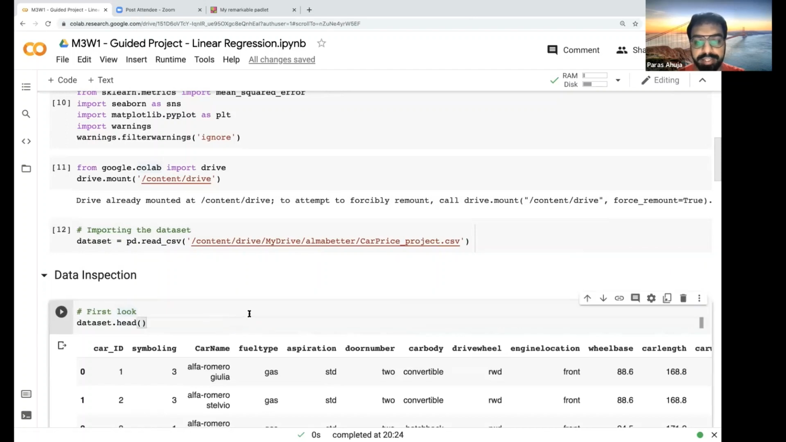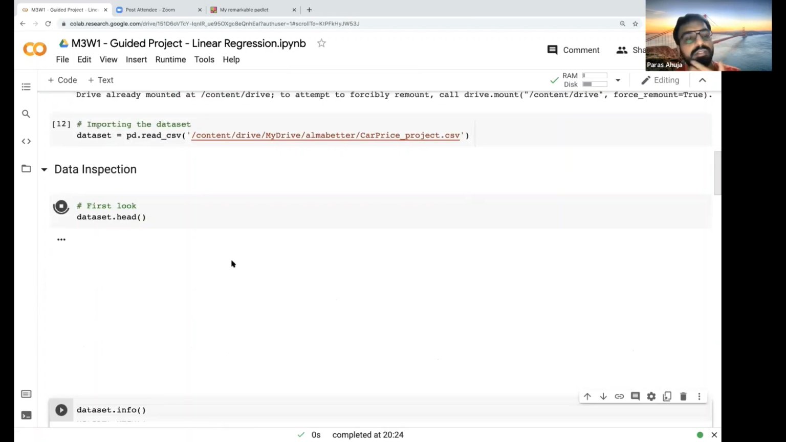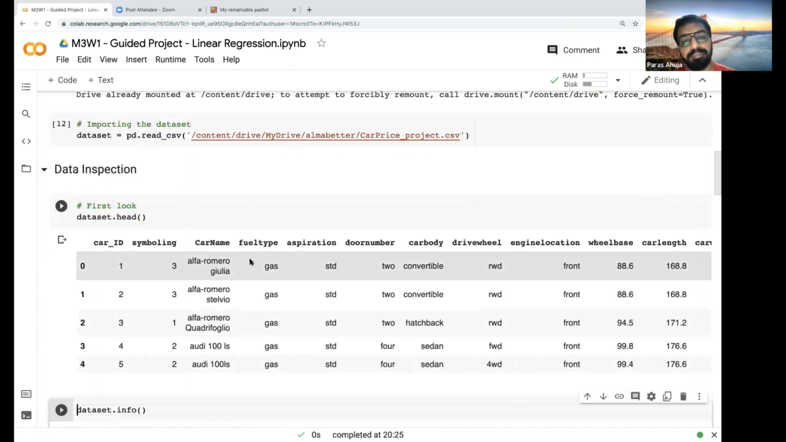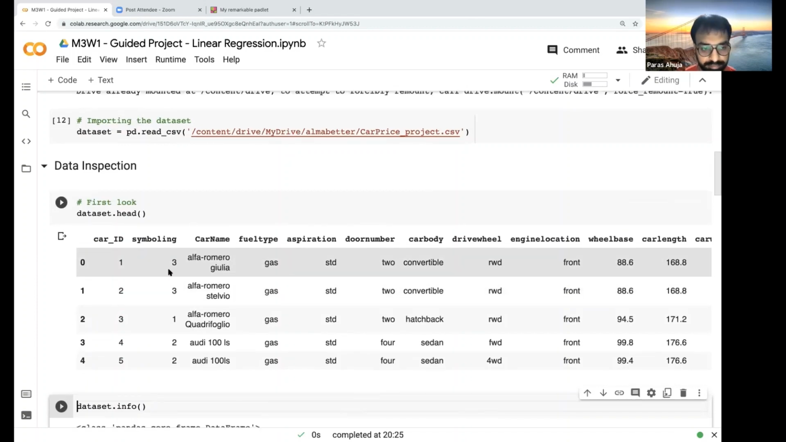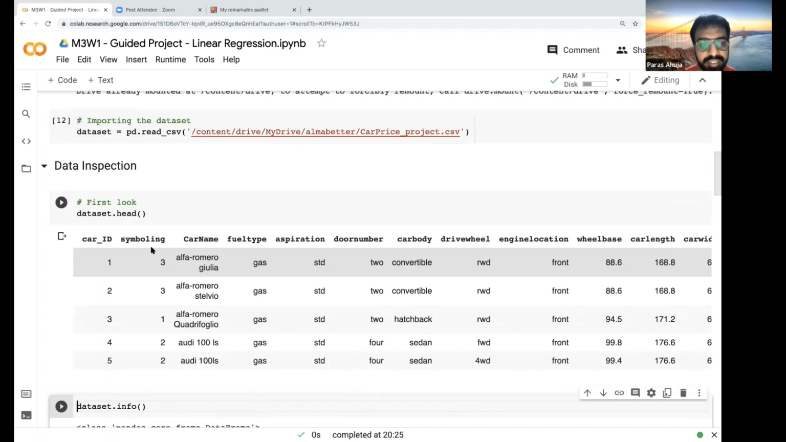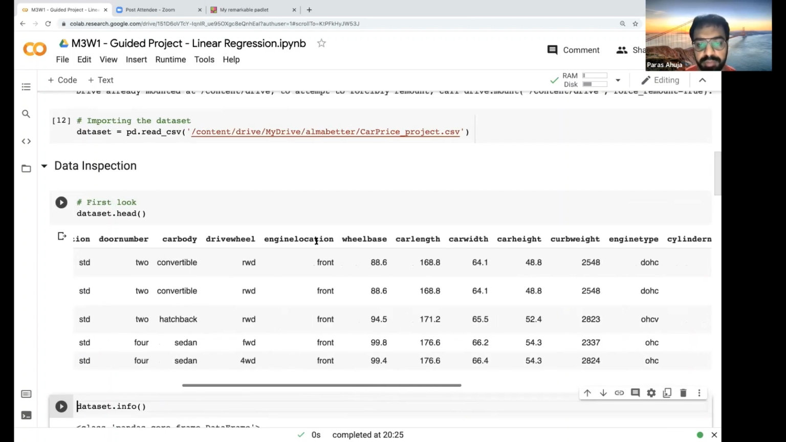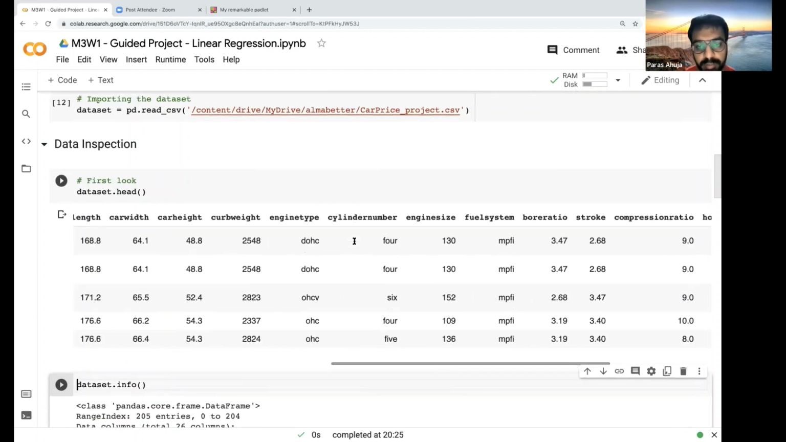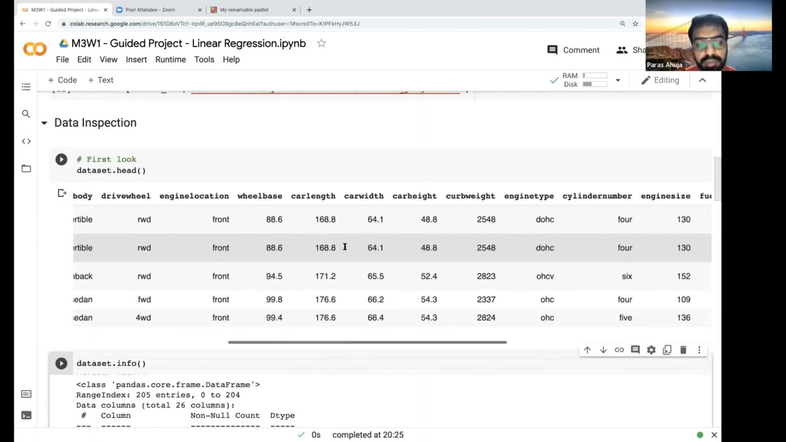So going ahead, let's have the first look at our data set, what this data contains. It has car ID, symboling, car name, fuel type, aspiration, different columns, right? And we'll go through them and see what all these columns mean.